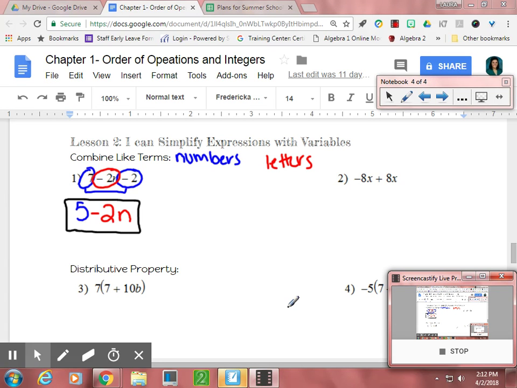Okay, they both either have to have it or they don't. Second one. All right, so let's look at this one. Letters, letters. Okay, so I have a positive 8x and a negative 8x. Well, that gives me 0 x's, and I can just call that 0 as my answer for this. Okay, so again, what you're doing is you're putting stuff that have like variables together. And if they don't have like variables, then you can't put them together.